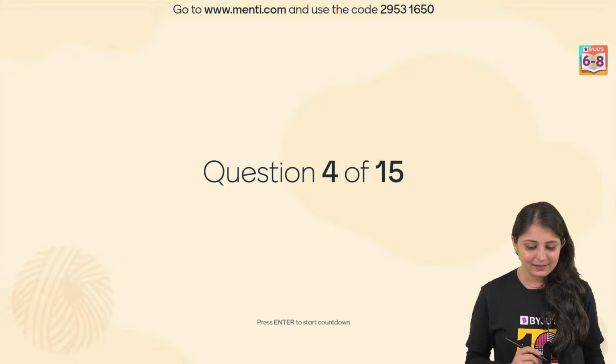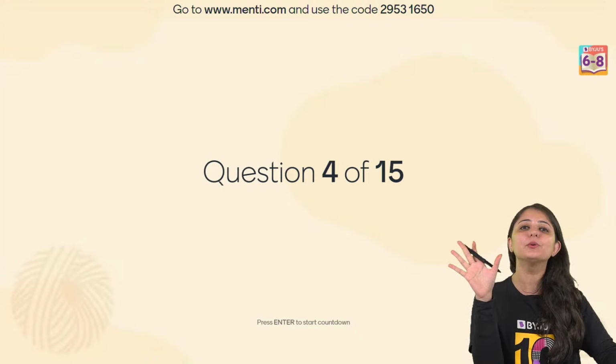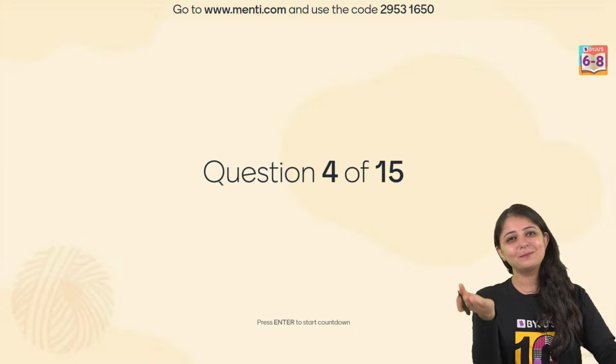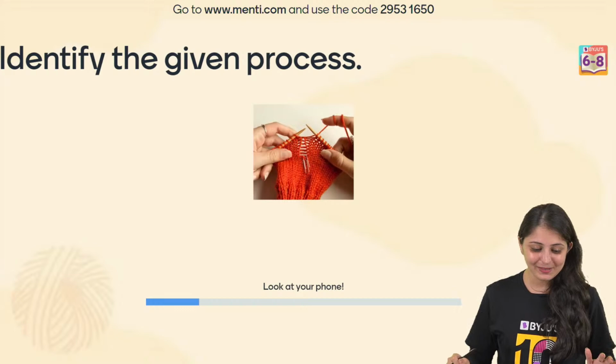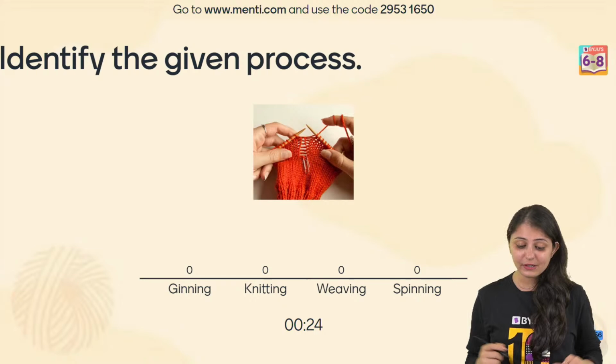Good. Let's see what question number 4 is. Okay, this time for question number 4, I want at least 52 of you to get this one right. Okay, 52. It's a random number I said. Now please, 52 children, answer correctly. Let's see what the question is. Identify the given process. It's based on observation skill. Just observe and tell. Is it ginning, knitting, weaving, or spinning?